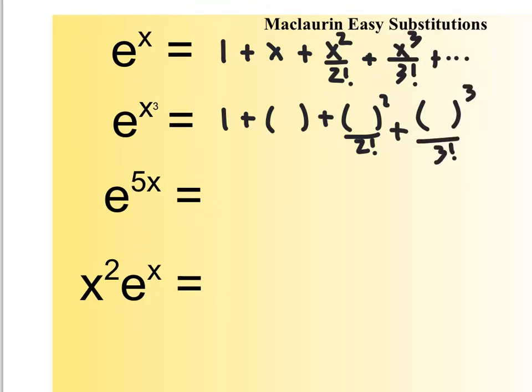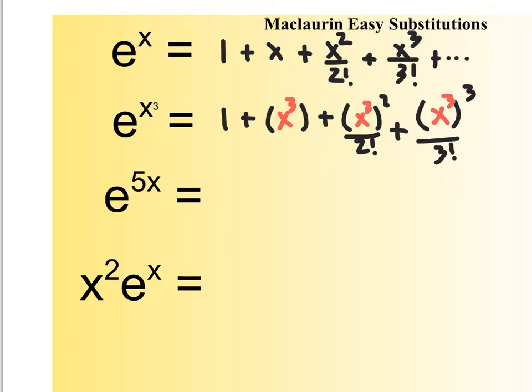So I don't have a whole lot of space here, but what you'd have here would be x cubed to the second over 2 factorial, x cubed to the third over 3 factorial, etc. You'd just go ahead and simplify that, which would come down to 1 plus x cubed plus x to the 6th over 2 factorial plus x to the 9th over 3 factorial. I'm not going to simplify it for space purposes.